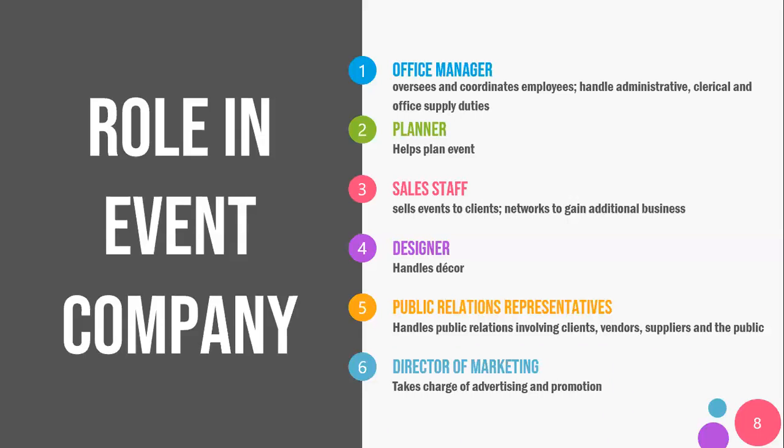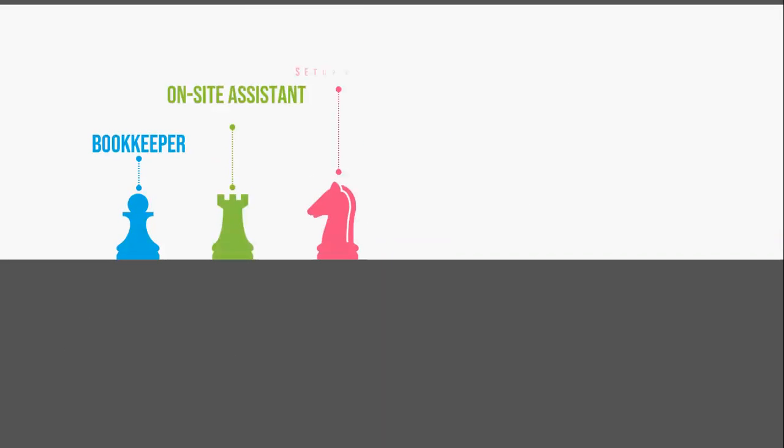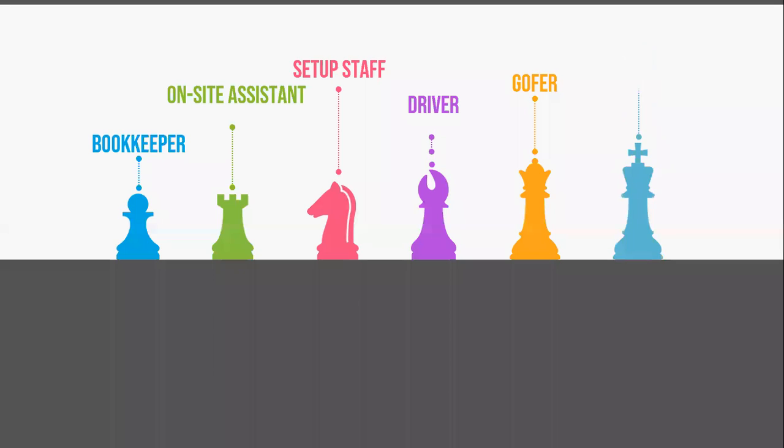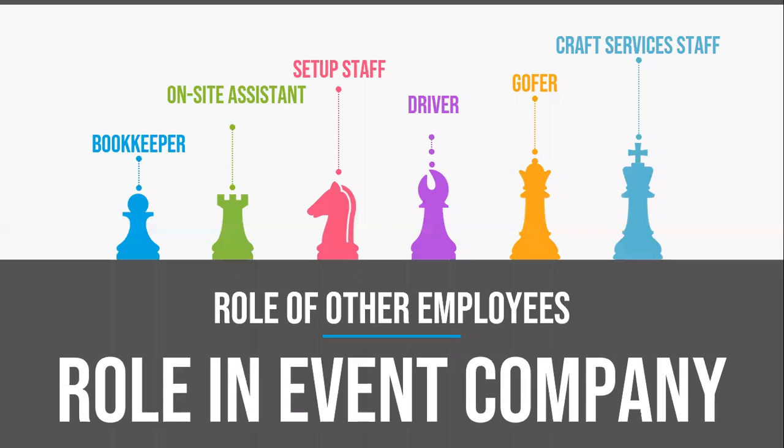And number six is director of marketing. The director of marketing is the one who takes charge of advertising and also promoting the products of our company. Next is, I said 12, right? Number 7 is bookkeeper, on-site assistant, set up staff, driver, gopher, and also craft service staff. In this part you see some terms that are not really the usual terms that you know, for example, gopher, bookkeeper, set up staff, something like that.